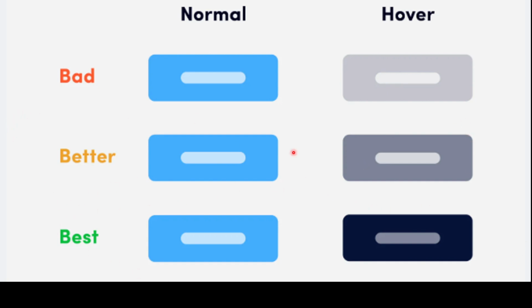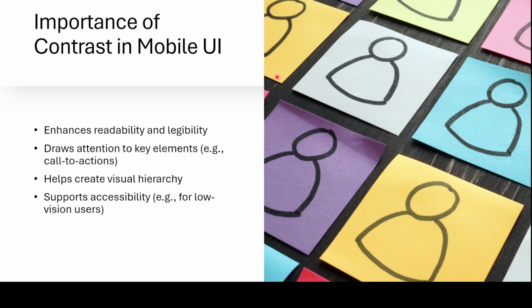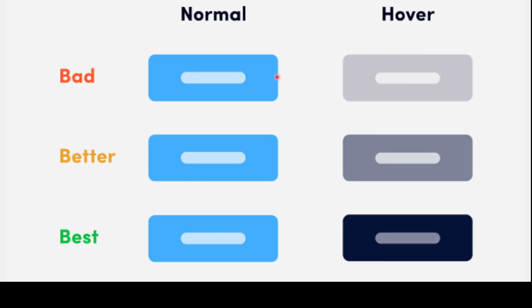The better way is maintaining the same color energy, almost the same brightness. This one is bad because the color is weaker, it has less value than this normal color. So contrast enhances readability and legibility, and it draws attention to the key element. You can see that in this contrast.